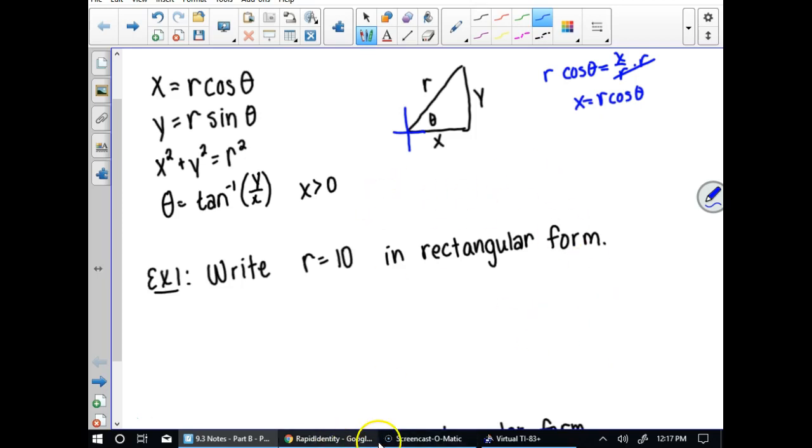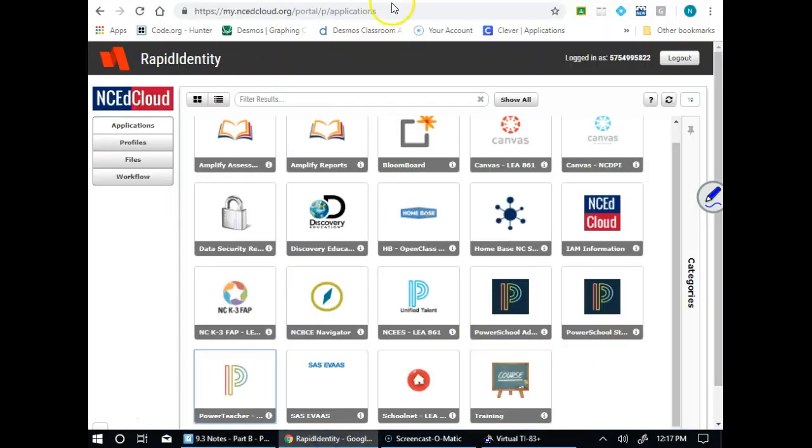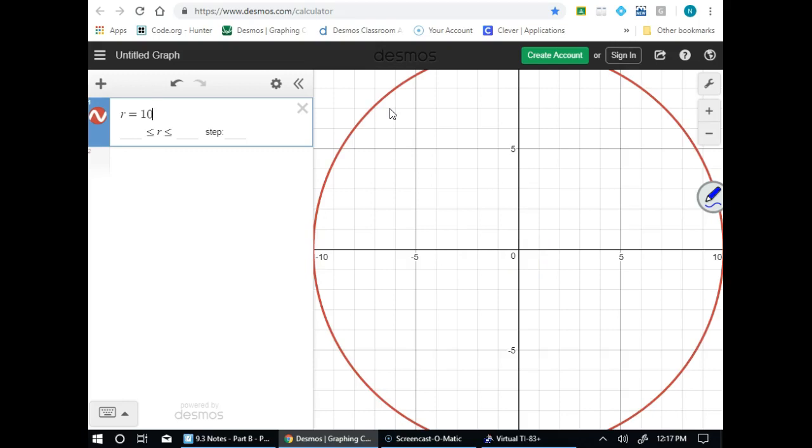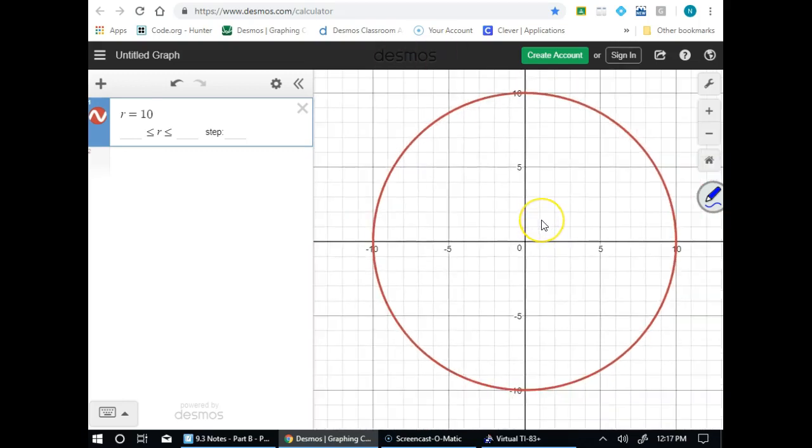Now, on Desmos, we go there. I believe that it works. R equals 10. Oh, yeah. It will graph polar equations. Okay? So if you use an R instead of the X's and Y's, it's going to graph polar. And we'll see in a minute how we can do this when we have thetas.